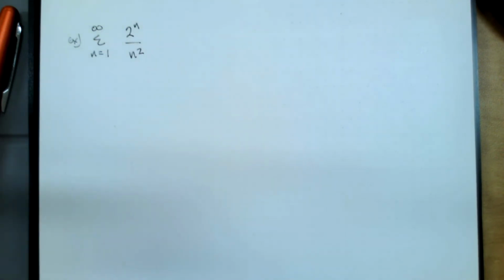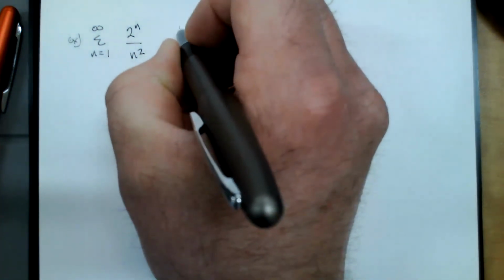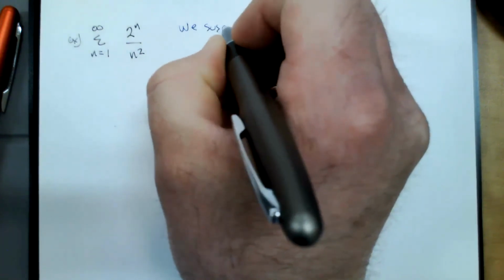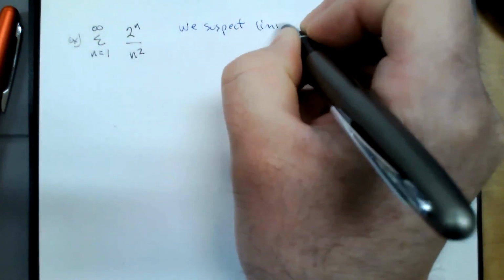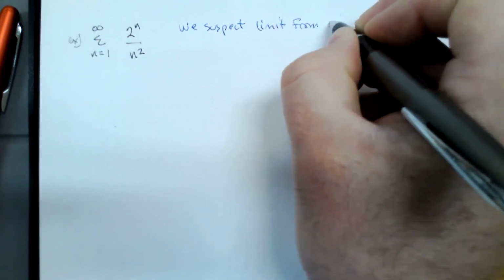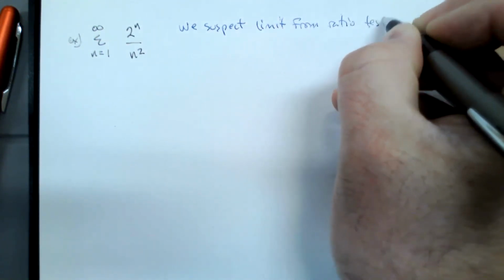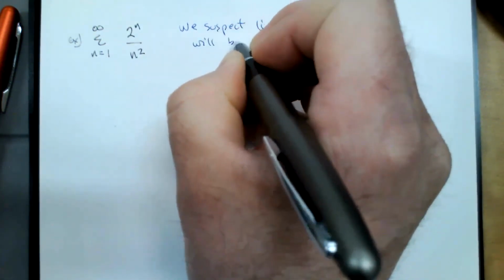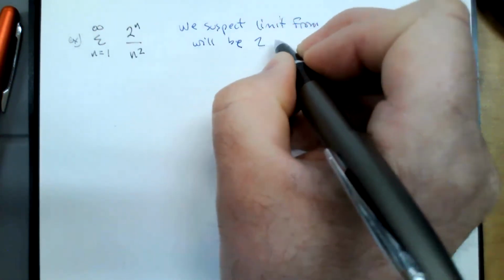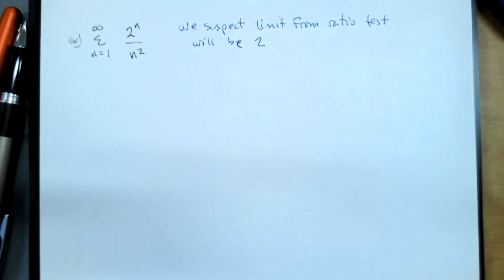So remember, this is not just some random problem that showed up on our door that we're going to solve by putting a ratio test on it. There's a reason that we're doing this. If we put the 2 to the n in the numerator, is that going to give us 2 for the limit from the ratio test? We suspect so. So we are going to suspect that the limit from the ratio test is going to come out 2 in this case.